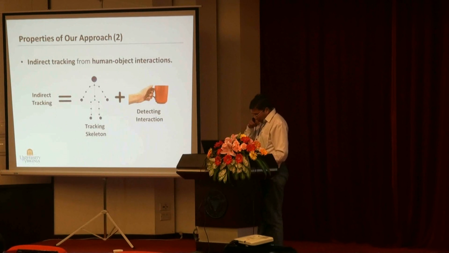For the indirect tracking, basically they are doing two things. They are tracking the humans, which is supplied by the Kinect library. It allows you to track some 20 parts of the human body. And the system also detects interactions, such as the hand with the person.